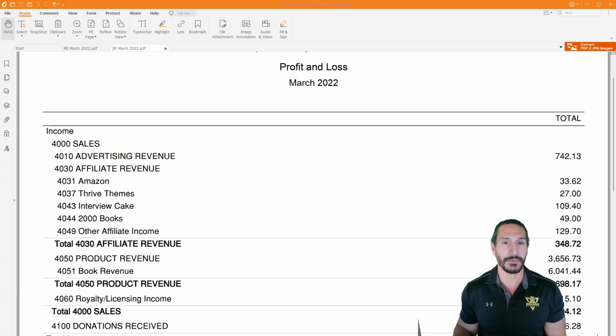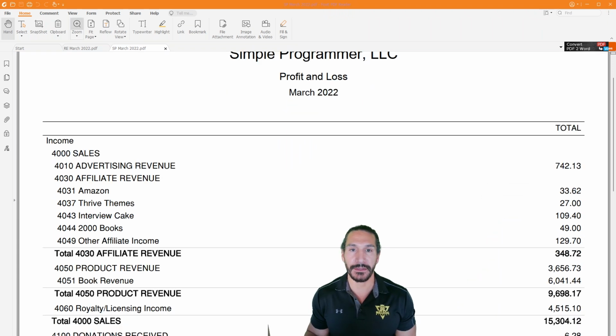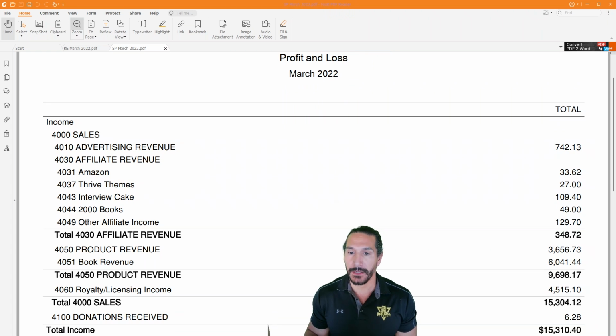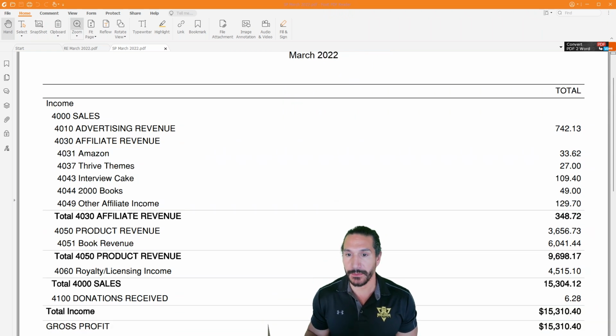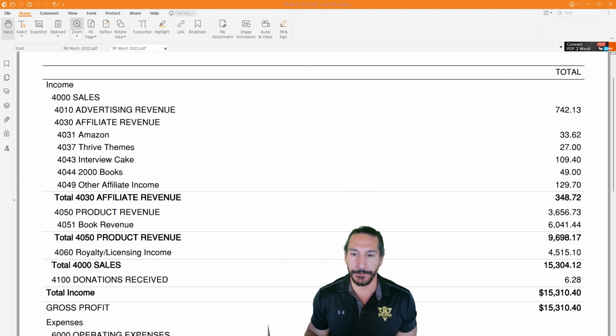So the first thing is we're going to look at Simple Programmer. This is my oldest online business that I started when I was a software developer. I just have the profit and loss for March 2022, a generated report from QuickBooks. I usually break things down by what I care about. This is something I set up in my accounting. Basically the categories come down to advertising revenue, affiliate revenue, and product revenue.